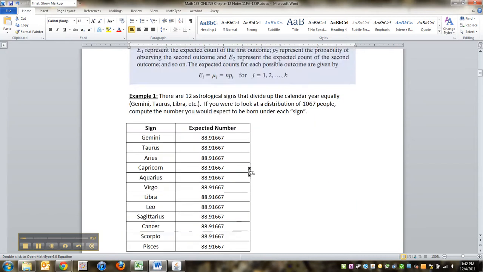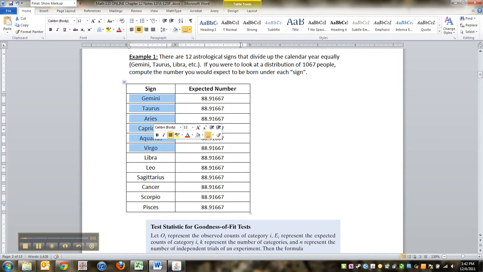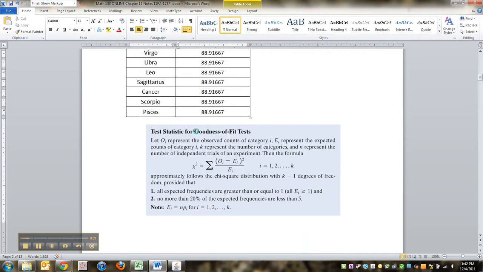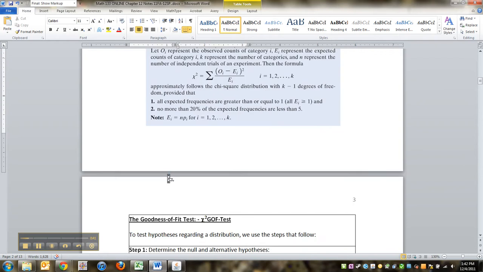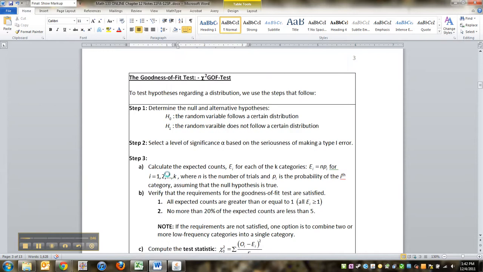But because we were working with this distribution that we assume every one of these is equally likely, right? Because it divides up the calendar equally, you don't assume that more babies are born for Pisces than for Gemini and so on. All right, now there's our test statistic, but we'll see it when we get down here because you get to do a chi-square goodness of fit test. Woohoo! I knew you'd be excited.